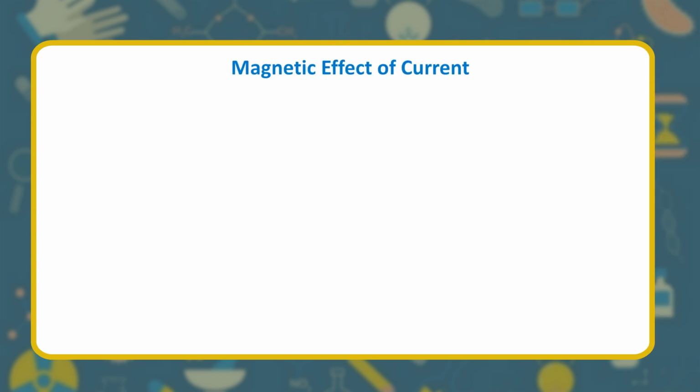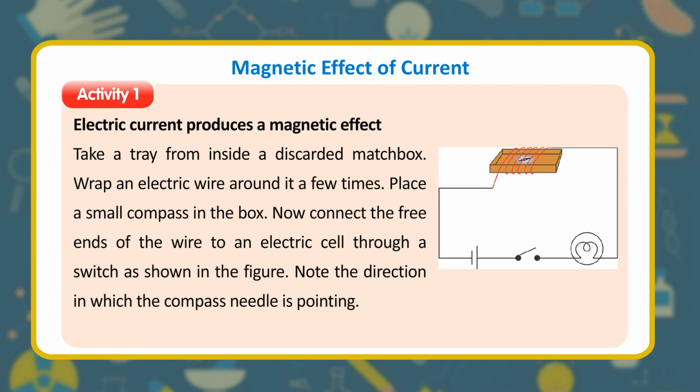Magnetic effect of current. Activity. Electric current produces a magnetic effect. Take a tray from inside a discarded matchbox. Wrap an electric wire around it a few times. Place a small compass in the box. Now connect the free ends of the wire to an electric cell through a switch as shown in the figure. Note the direction in which the compass needle is pointing.